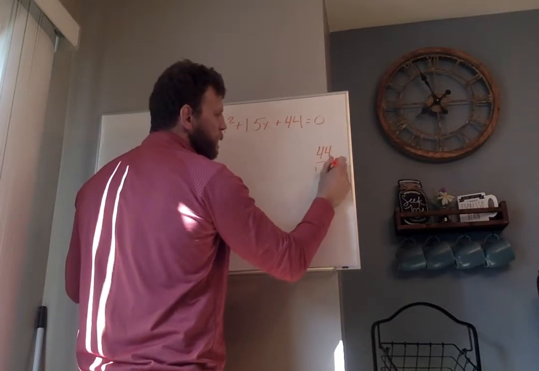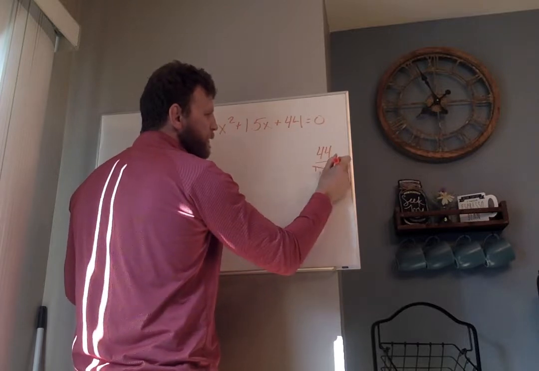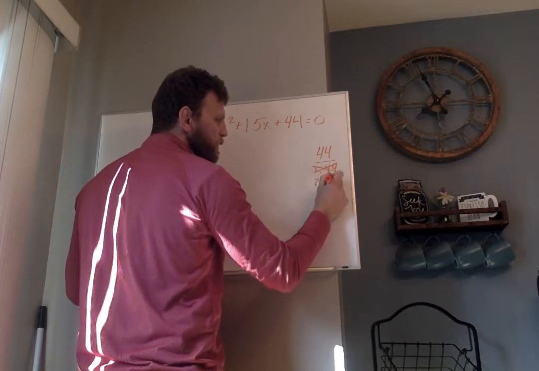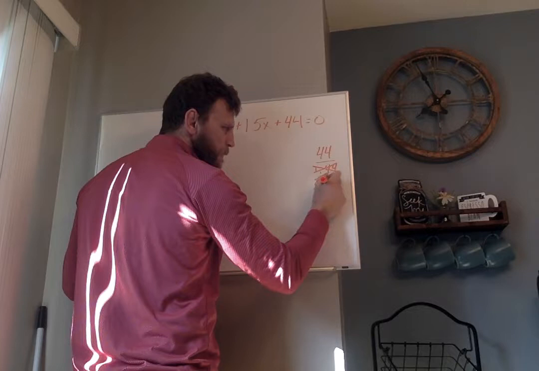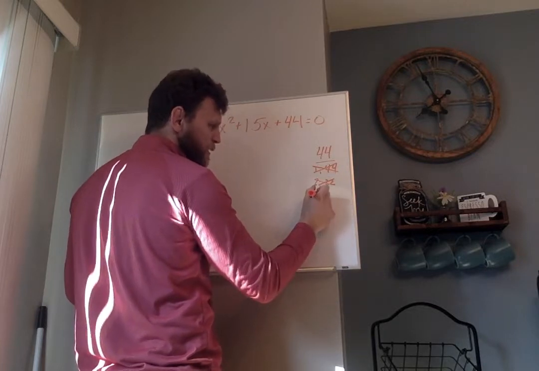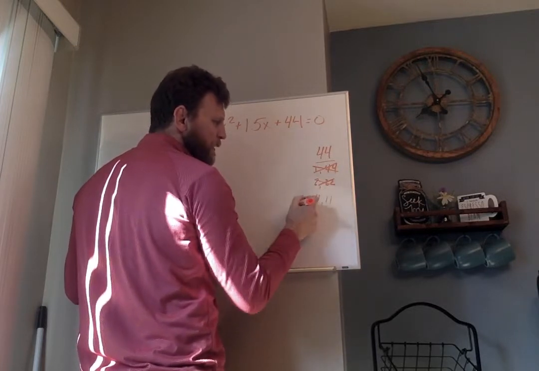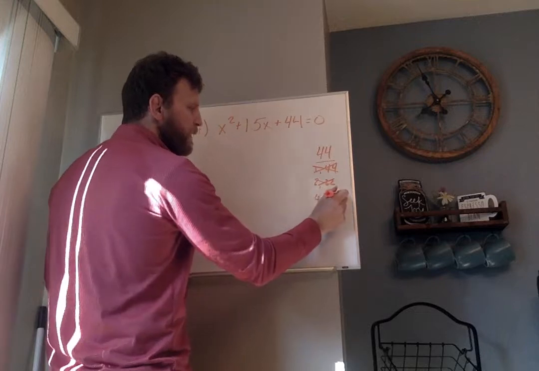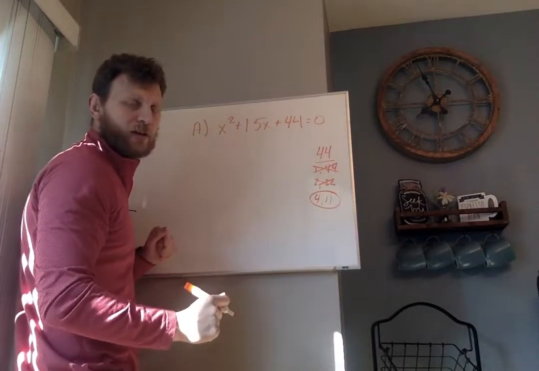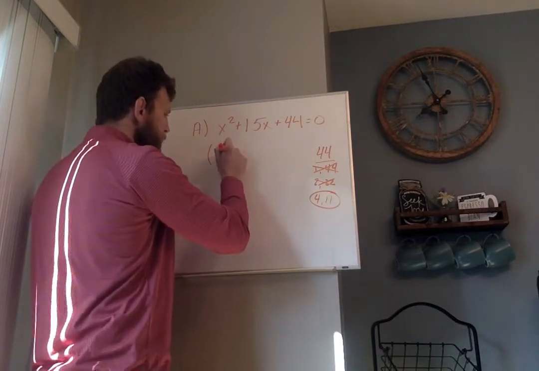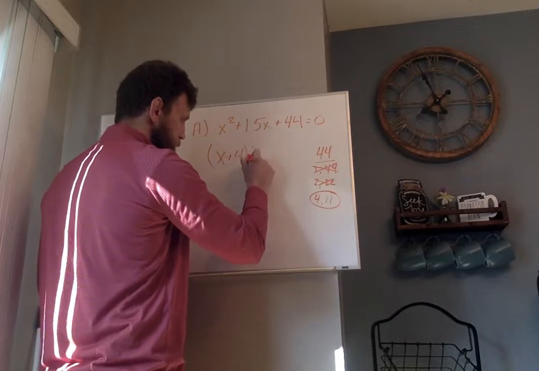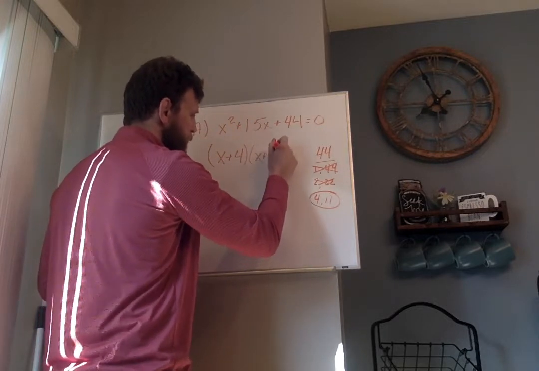So 1 and 44. No, they don't add up to 15. 2 and 22. Nope, they add up to 24. 3 doesn't go in. 4 and 11. 4 plus 11 is 15. There it is. I'm good to go. So this factors to x plus 4 times x plus 11.